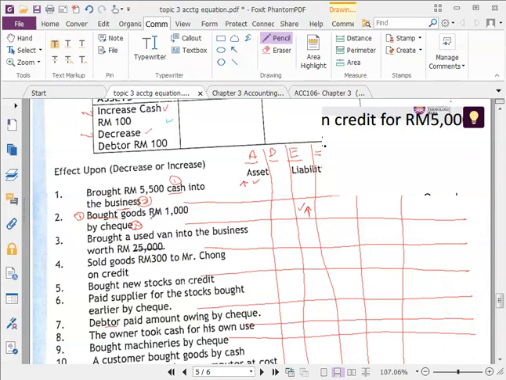Pandai, asset ataupun okay, kalau you sebut pasal check, dia adalah bank. Dia ada kena-mena dengan bank. Okay, so bank adalah asset. So our asset is increase or decrease?